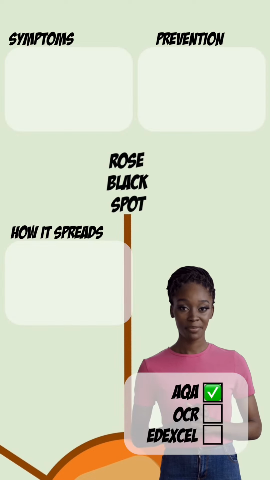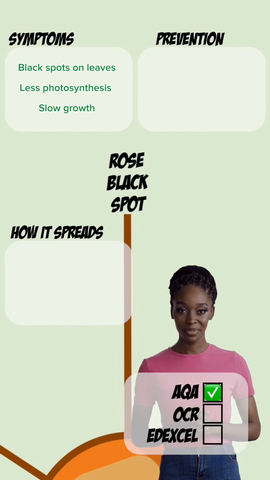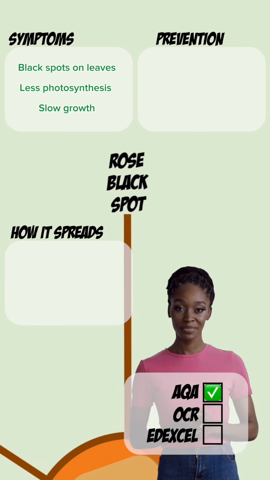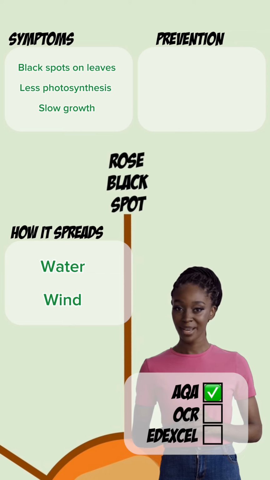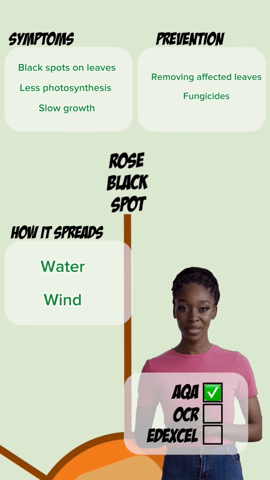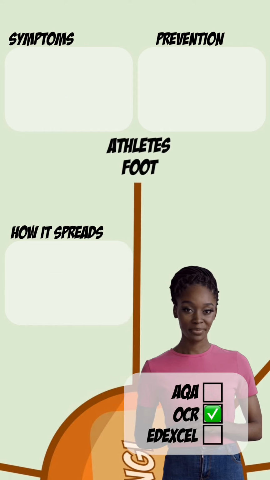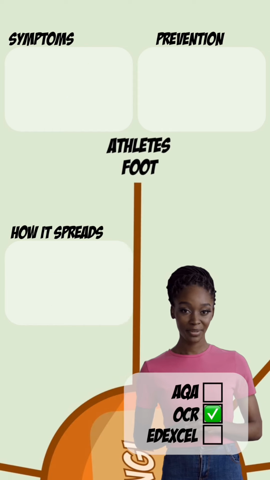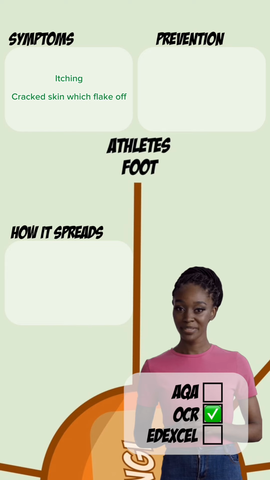One example is rose black spot, which causes black spots on the leaves of rose plants, leading to leaf loss and reduced plant growth due to less photosynthesis. It's transmitted through water splashes and the wind, and can be prevented by removing and destroying infected leaves and using fungicides.